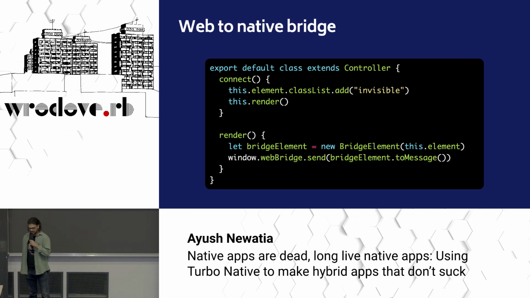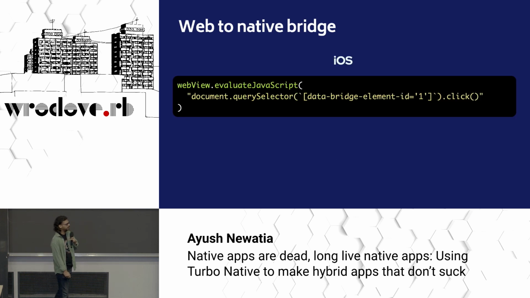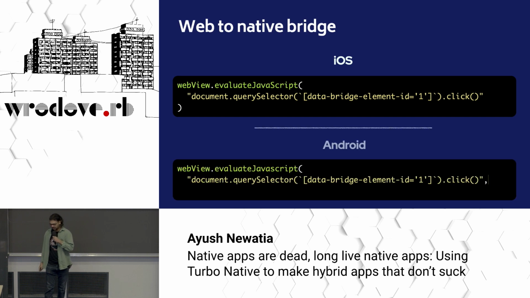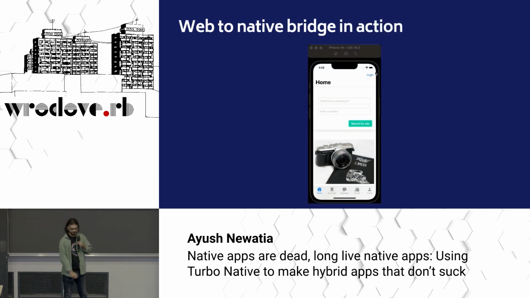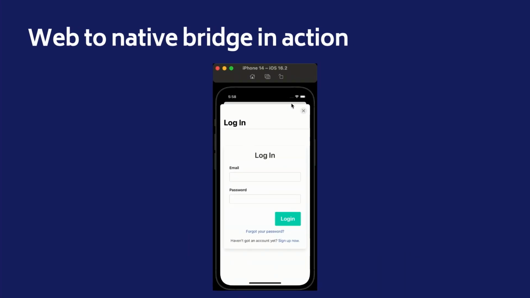And then we serialize bridge element to JSON, and we post it to the native app where we can do with it whatever we want. So in this case, we would receive that message, and then we would write some native code that renders this login button. And then to handle the click of the login button, we just use some JavaScript to locate that proxy element in the DOM and click it. And that's it. The native button just acts as a trigger for this. And yeah, you can do the same thing on Android as well. So let's see what that looks like.